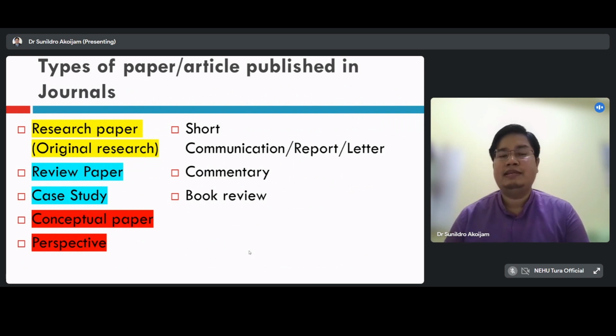So it is very useful not only in terms of research, but also as a pedagogy for teaching within the class itself. Okay, and coming to the next two: conceptual paper and perspective paper.